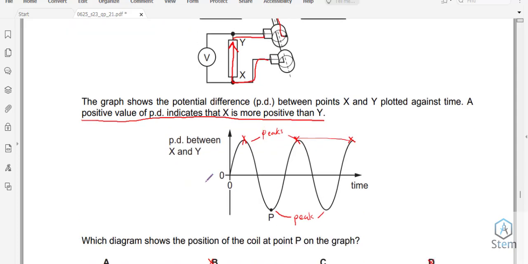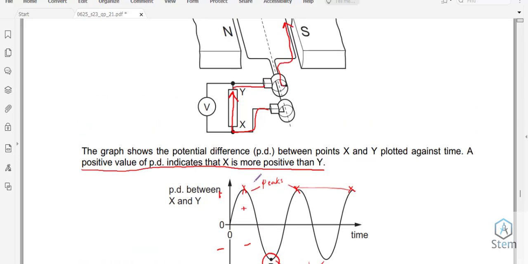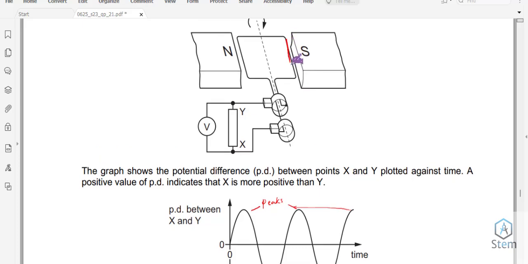Then, if we look at the diagram here, we see that our P is on the negative side. This is the positive at the top there, and this is the negative. Positive side, negative side. So, for P, it means Y is more positive than X. So, the flow of current is in this direction. Then we go to Y, then we go to X, and we continue.